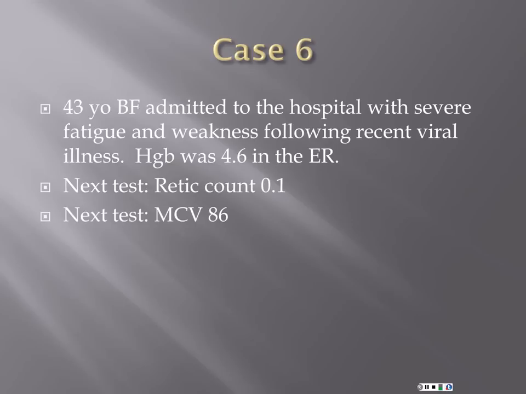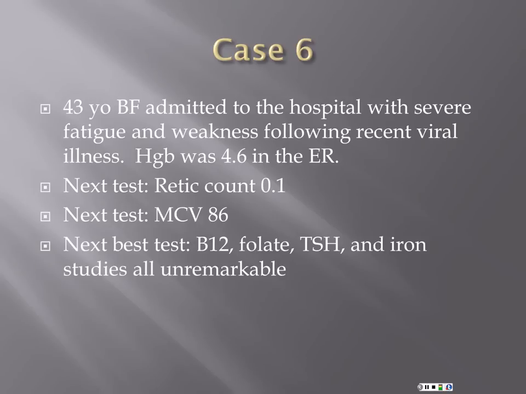Okay, next thing we look at our MCV. MCV is 86, which is normocytic. So we go ahead and do our B12, folate, TSH, iron studies. All of them are unremarkable. So in this case, with that very low count, what do you think the next best test would be? Yeah, so it'd be a bone marrow biopsy and hematinic and erythropoietin levels. So you'd want to check that and see what's going on with the patient. That's a very low value. Look for that in the real world and the boards.